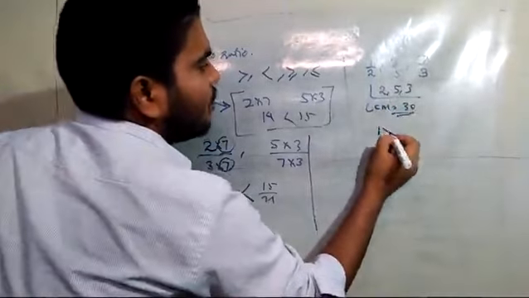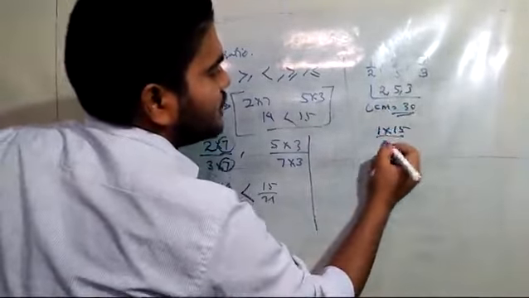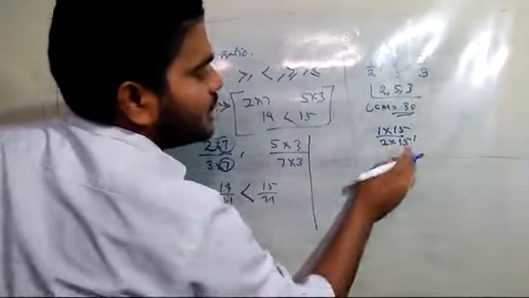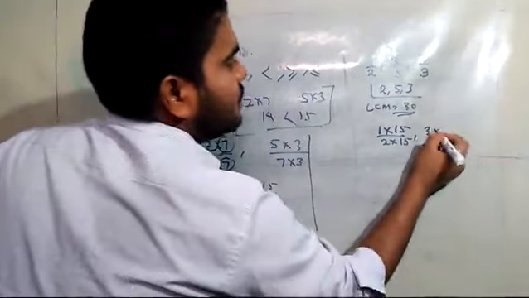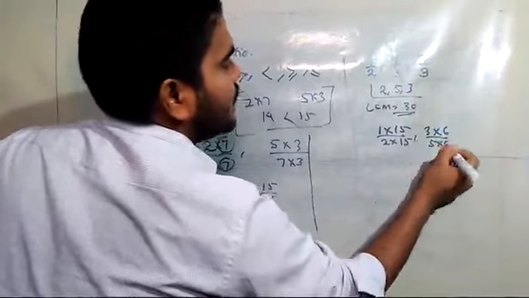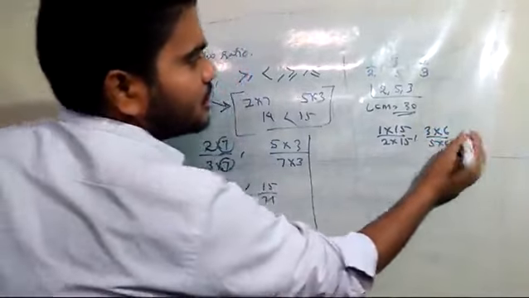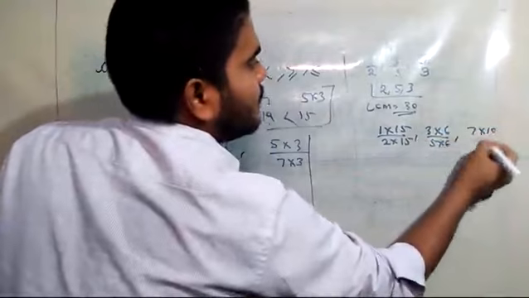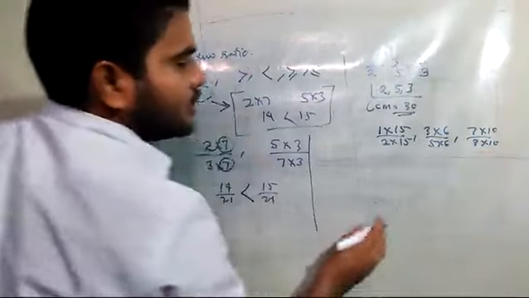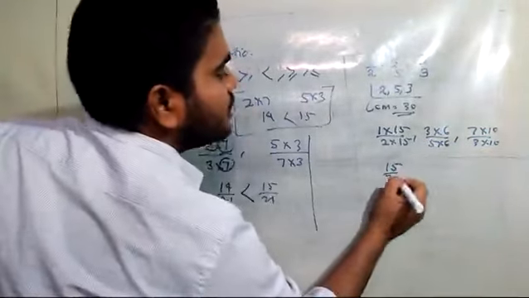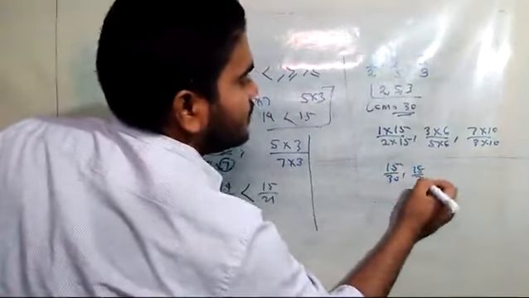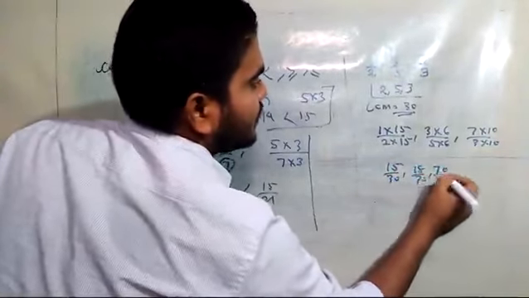Now you have to multiply 1 with 15, 2 with 15 to make the denominator 30. Here 3 multiplied with 6, 5 multiplied with 6. 5 multiplied with 6 is 30. Then 7 into 10 and 3 into 10, 30. So you got 15 by 30, then 18 by 30, then 70 by 30.